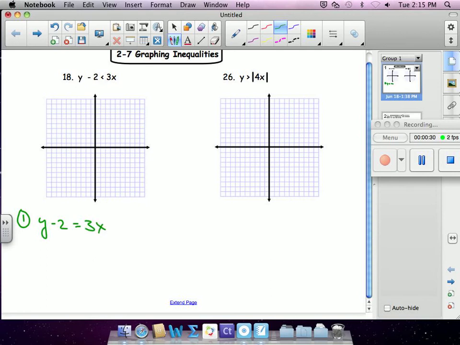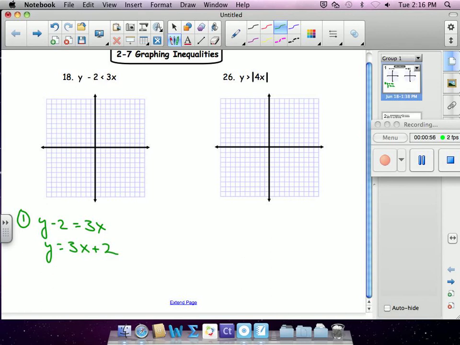Graphing a line, and I know it's a line because everything is to the first power, y to the first and x to the first, is probably easiest when we have it in slope-intercept form. So I'm going to move the negative 2 from the left side to the right side. And if I want to move a negative 2, I'll do it by adding, which gives me y equals 3x plus 2.